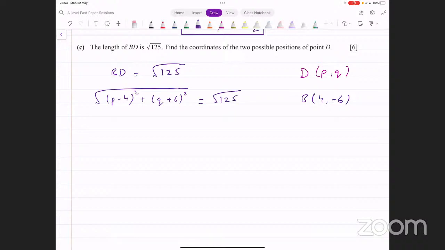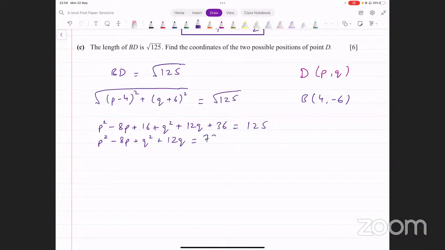We remove the square roots, squaring both sides. What are we left with? P squared minus 8p plus 16 plus q squared plus 2 into q into 6, that's 12q, plus 36. On the other side, we have 125. So we have one equation in terms of P and Q: P squared minus 8P plus Q squared plus 12Q. If we take the constants to the other side, that gives us 125 minus 52, which is 73. This is one equation that we're getting.